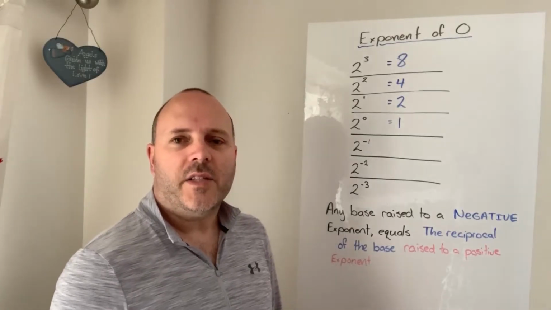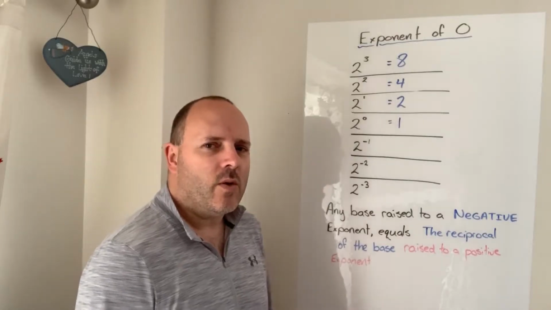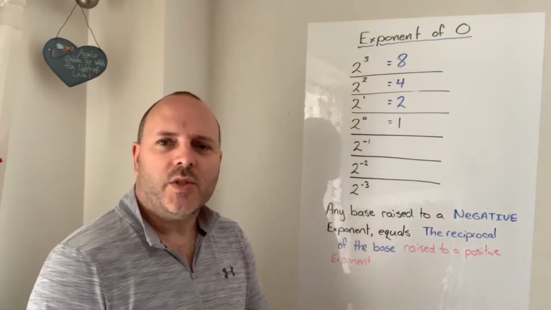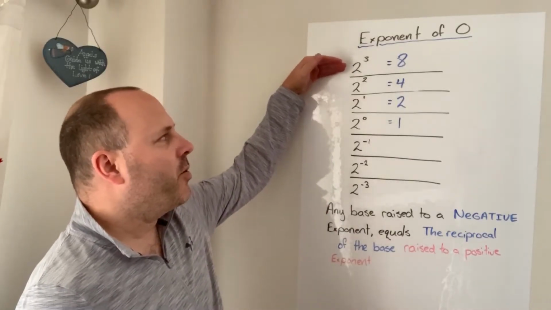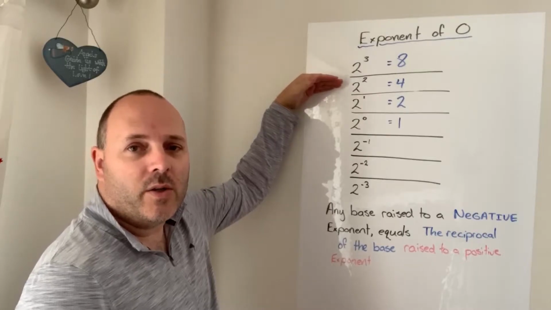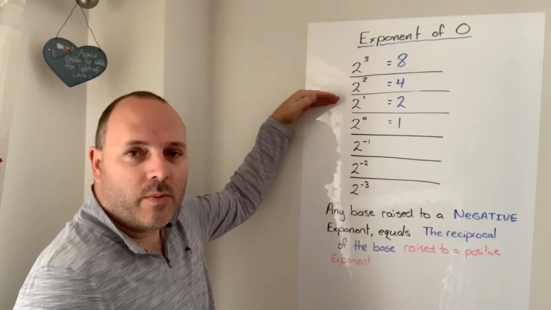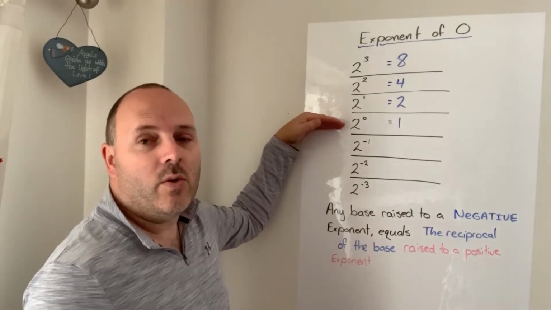Okay guys, here comes the last exponent rule, probably the most challenging one. I'll try to go a little bit slower for this rule. This rule is sort of an extension of the way that we looked at the last rule. I had 2 to the power 3, which is 8, divide that by 2. 2 to the power 2 is 4, divide that by 2. 2 to the power 1 is 2, divide that by 2. 2 to the power of 0 is equal to 1.